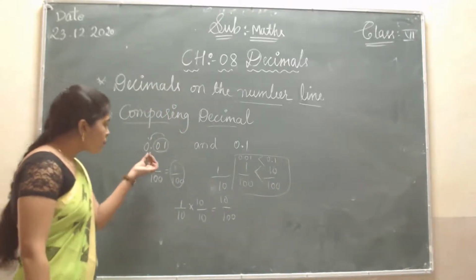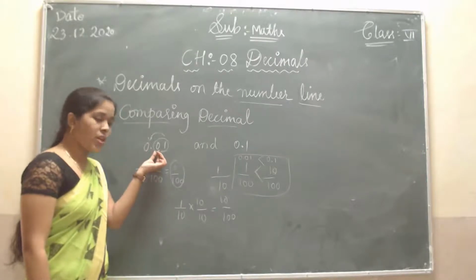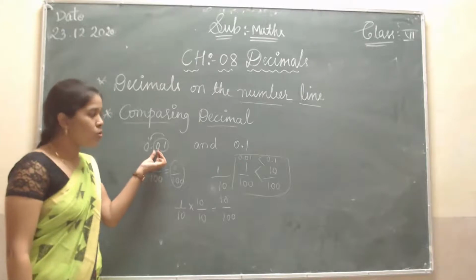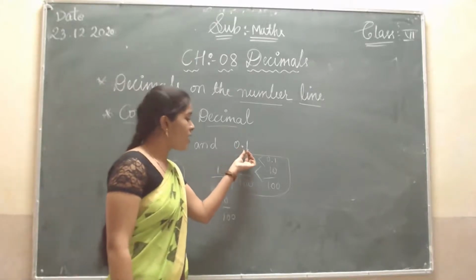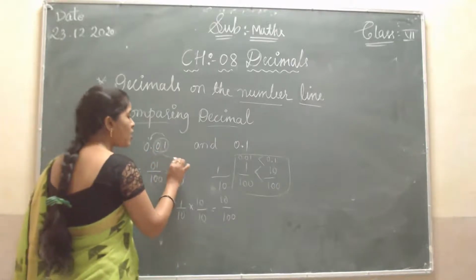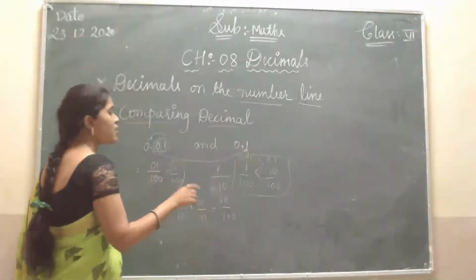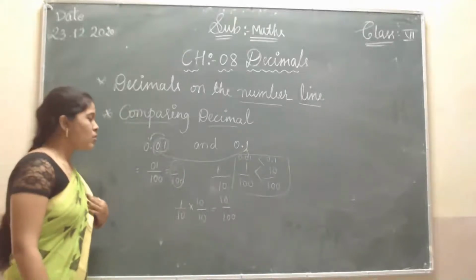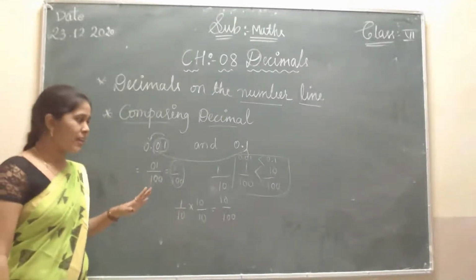See here, after the decimal point, to the right side, there is a 0 here, and here there is a 1. So we can compare directly: is 0 greater or is 1 greater? Obviously 1 is greater than 0. So we can write it directly.